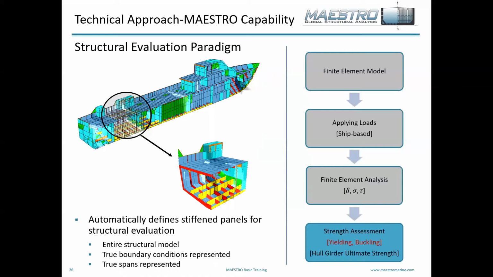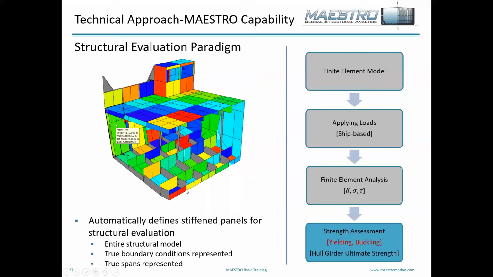Rather than the user having to define what those stiffened panels are, Maestro will automatically search the entire vessel and define what the bounds of a stiffened panel are. So this search is done automatically, and it basically helps to define what the true boundary is of a given stiffened plate. So you can see here with dynamic query, when we're looking at, and these are called evaluation patches, so here we're looking at patch 445 within this model.